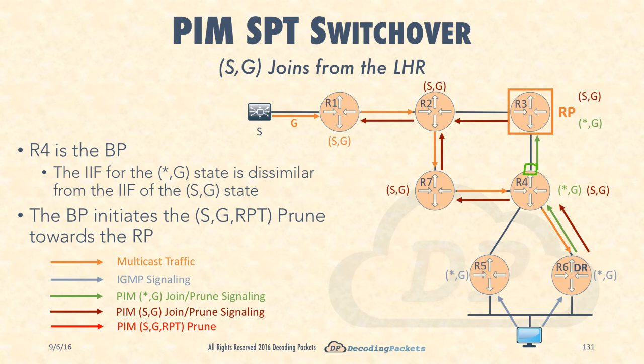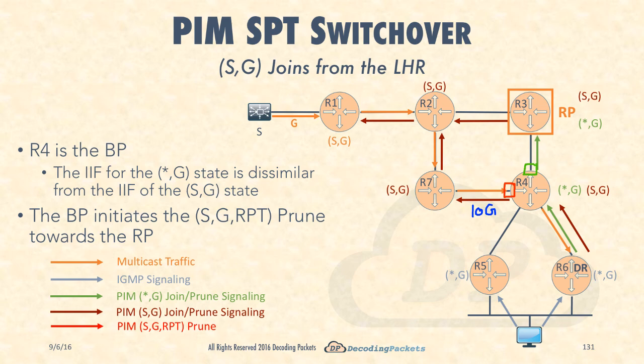For the S comma G tree, suppose this link between R7 and R4 happens to be a 10 gig link, whereas all of the other links are 1 gig links, just to simplify it radically. If you look at the unicast routing table, R4's shortest path to the S, the next hop, should be R7. So it should also become the RPF interface, and because of that, it should also become the IIF for the S comma G tree. Now there is a clear bifurcation here because the S comma G is no longer congruent with the star comma G. They take different paths.